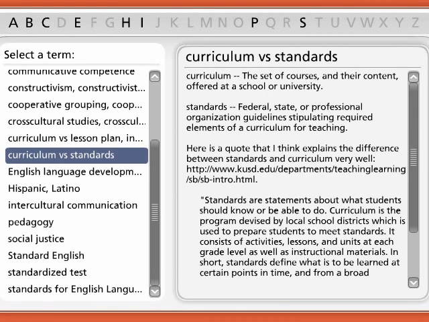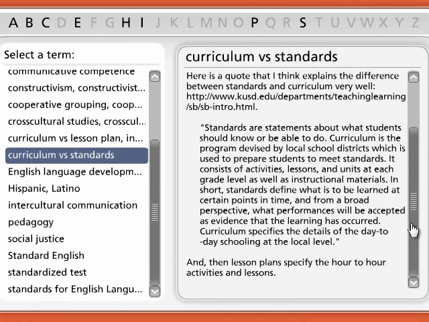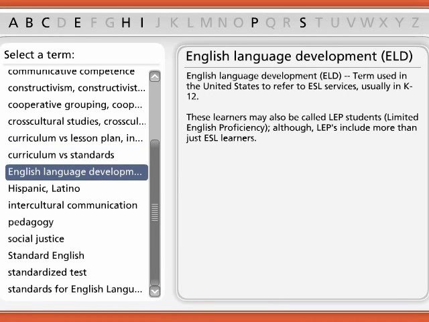In short, standards define what it is to be learned at certain points in time and from a broad perspective. What performances will be accepted as evidence that the learning has occurred. Curriculum specifies the details of the day-to-day schooling at the local level, and then lesson plans specify the hour-to-hour activities and lessons.